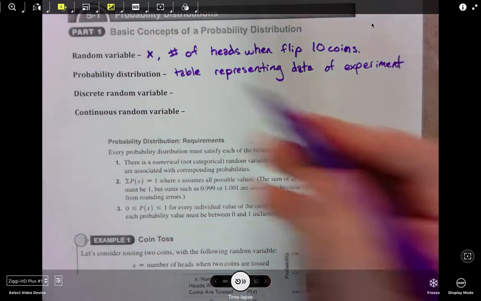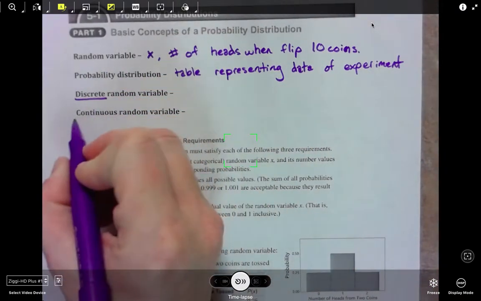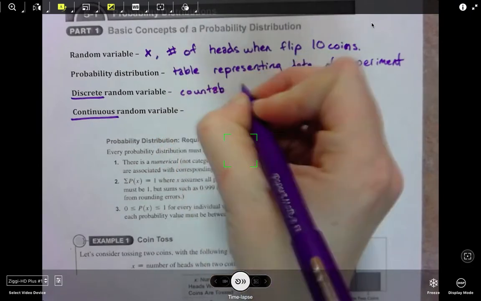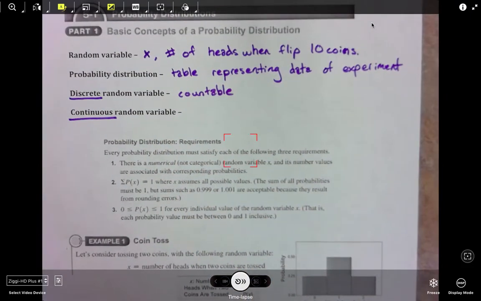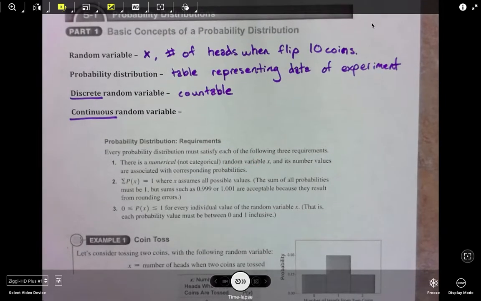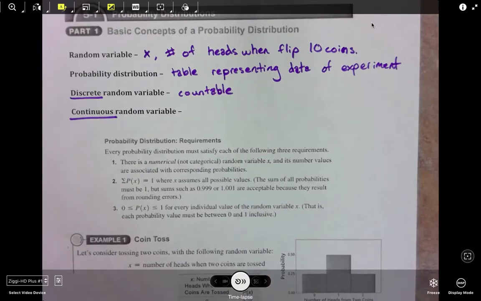A discrete random variable, the words discrete and continuous. Discrete is countable, okay? We've been over this before. Countable means you can count them, so the number of heads that you get when you flip a coin, the number of stars in the sky, even though that's a very, very large number and heaven forbid we ever have to count that, it is still discrete.